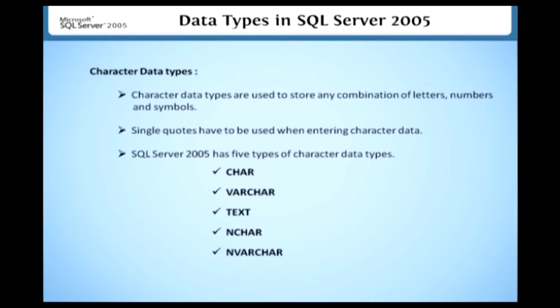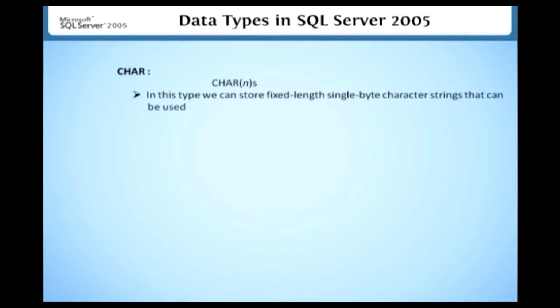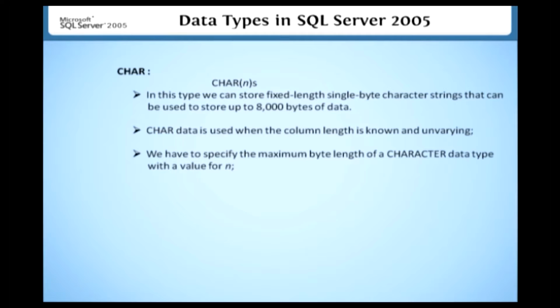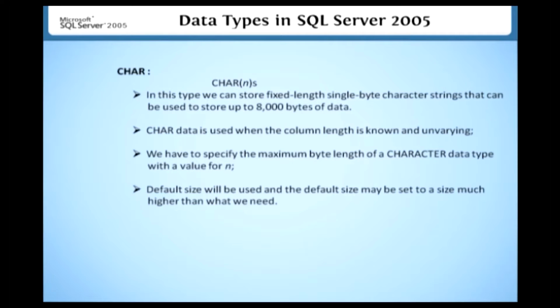Now we will see each type separately. The char data type. Char(n). In this type we can store fixed-length, single-byte character strings that can be used to store up to 8,000 bytes of data. Char data is used when the column length is known and unvarying. We have to specify the maximum byte length of a character data type with a value for n, otherwise the default size will be used, and the default size may be set to a size much higher than what we need.